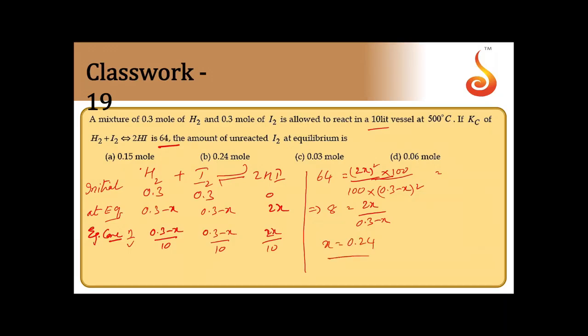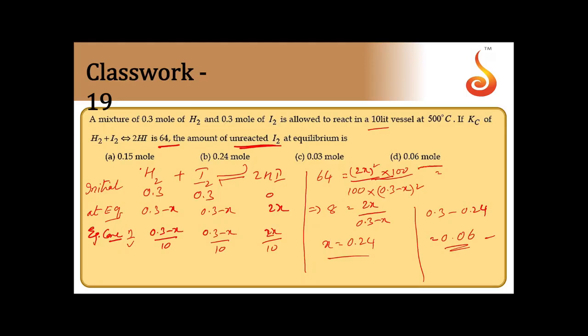The value of X is the amount reacting. The question is the amount left off. The value of X, 0.24, stands for the amount of iodine reacting. The amount of iodine left unreacted will be 0.3 minus 0.24, and the value comes out to be 0.06 moles left off. 0.06, option D we have.